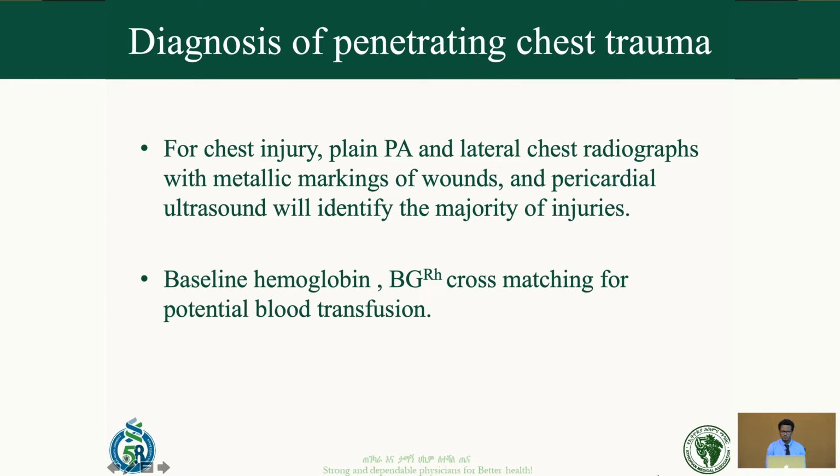For diagnosis of penetrating chest injuries, usually chest x-rays, including posterior, anterior and lateral chest radiography with metallic marking, with pericardial ultrasound, may be enough to manage patients with penetrating thoracic injuries. In addition to the imaging modalities, baseline hemoglobin and blood group and cross-match may be important in case the patient is going to be transfused.